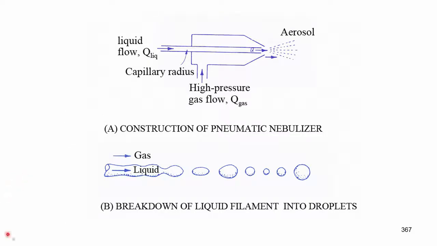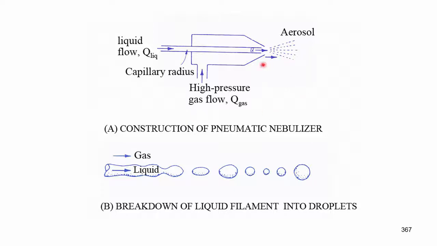So, this is the typical breakdown of the construction of a pneumatic nebulizer. I have a liquid and then coming through a small capillary, and then I put it into an apparatus where high pressure gas flow is there. This gas flow is nothing but butane and oxidant or acetylene and oxidant, and all of them will be combining to form a small nozzle here, okay, and from the nozzle aerosol is generated.